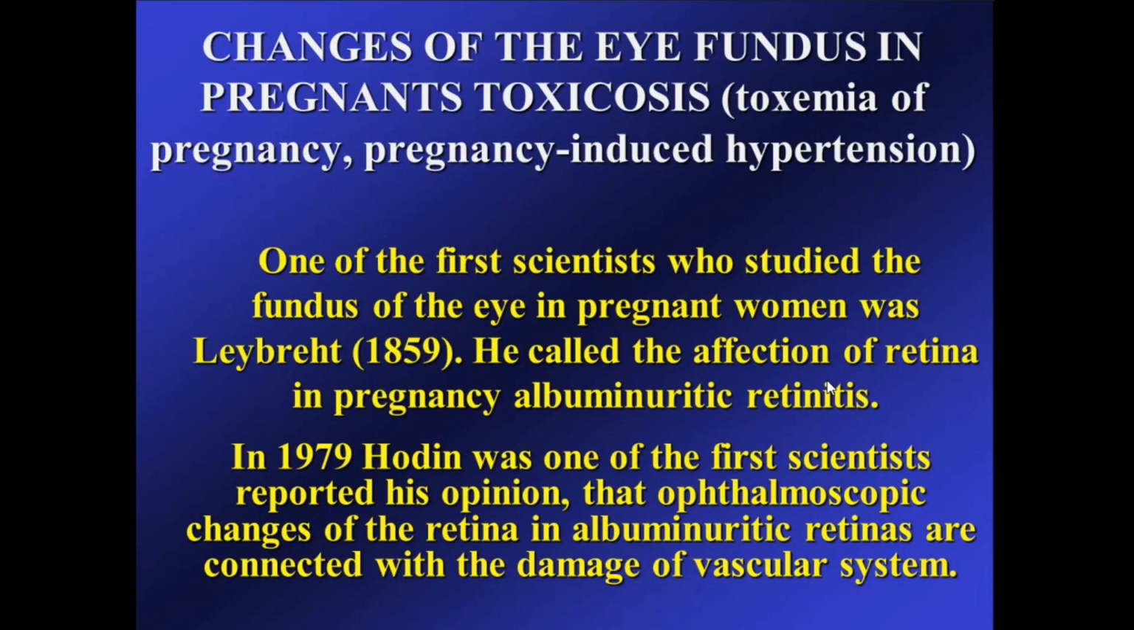One of the first scientists who studied the fundus of the eye in pregnant women was Liebert. In 1859, he called the affection of the retina in pregnancy albuminuritic retinitis. In 1979, Hawking was one of the first scientists to report his opinion that ophthalmoscopic changes of the retina in albuminuritic retinitis are connected with damage of the vascular system.